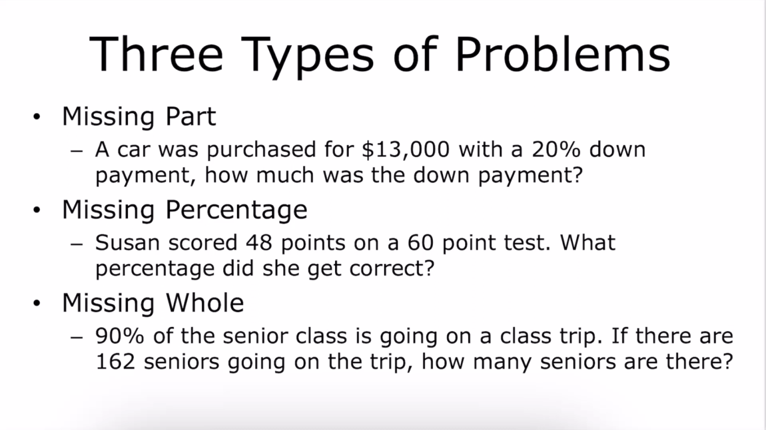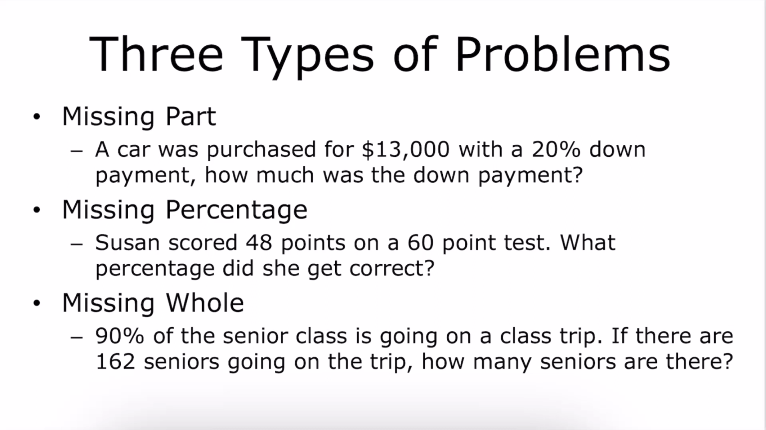For example, if a car was purchased for $13,000 with a 20% down payment and you needed to figure out how much the down payment was, this would be an example of a missing part problem, because we're looking for the amount of the down payment, which is a smaller part of the total cost of the car, which was $13,000. You can also have percentage problems where you're missing the percentage.